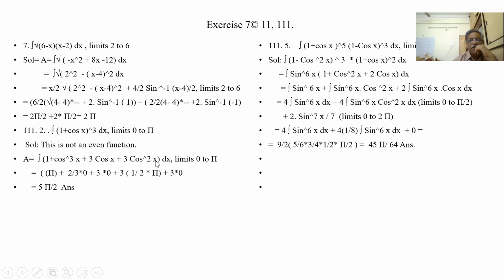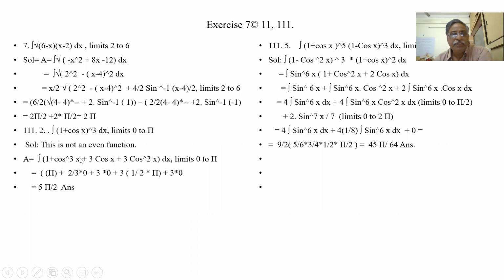Then 3 cos squared x. This 3 cos squared x can be written in terms of cos 2x, and we can solve this: 3 by 2 pi. So when I add this 3 by 2 pi plus pi, I am getting 5 by 2 pi. This is a simple integration we can do ourselves.